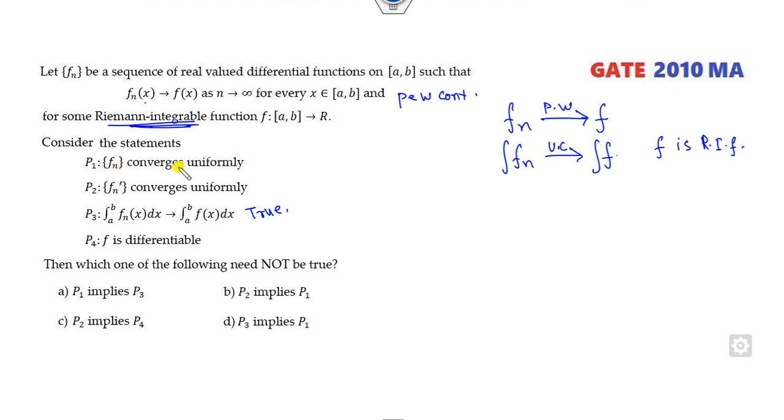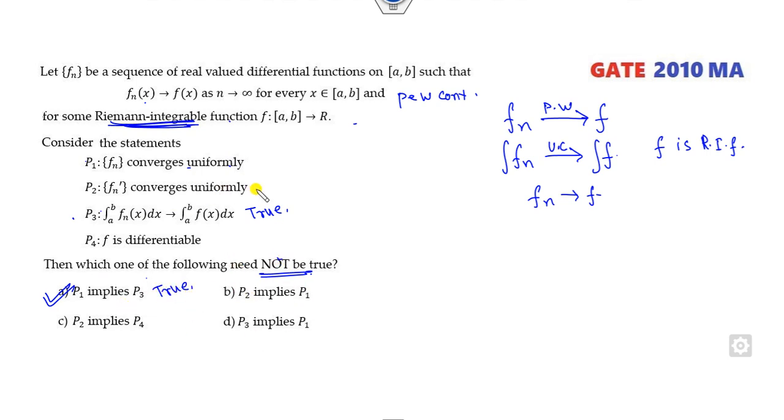Now we consider the following statements. Which of the following is not true? P1 implies P3. That's a correct statement. Why? Because if fn converges uniformly, what is the meaning of that? This is there, and f is Riemann integrable. So this implication is a correct statement. But we need a not true one, so this is my correct statement.